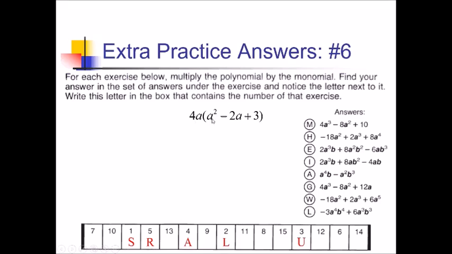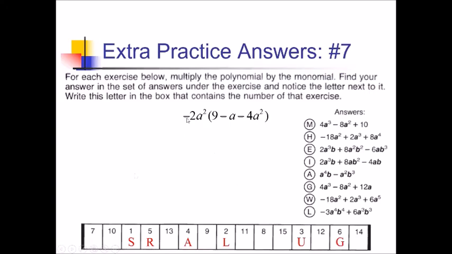4a to a squared, that's going to be 4a to the 1 plus 2, adding the exponents, 4a cubed. Moving on to the next one, 4 times negative 2 is negative 8. A times a is a squared. And then for the last one, 4a times 3, that's going to be 12a that we're adding. So looking for all of that stuff, 4a cubed minus 8a squared plus 12a. Got to be careful. There's one that's close to that with choice M, but it has the wrong number at the end. So we actually need G that has all that stuff, and that's going in the box number 6.